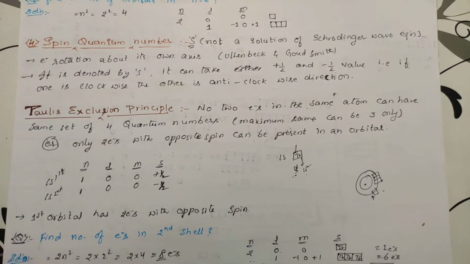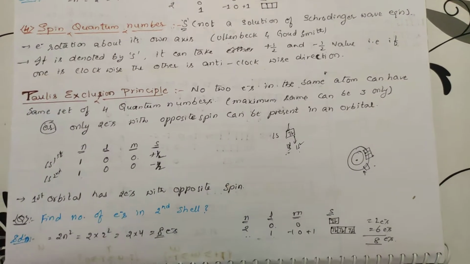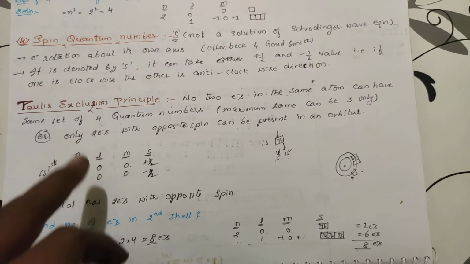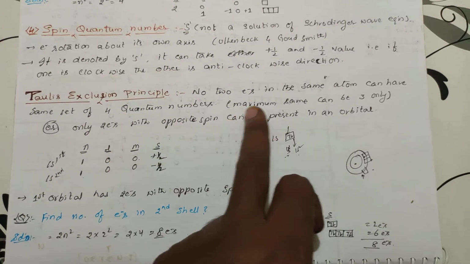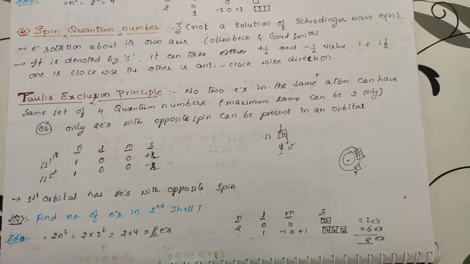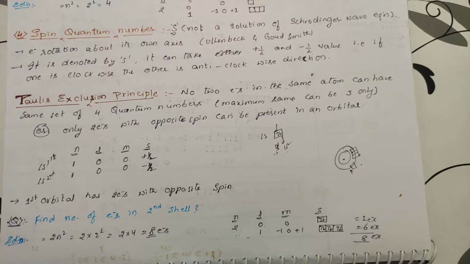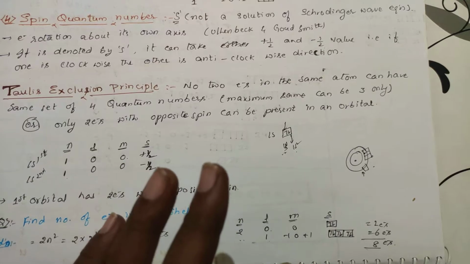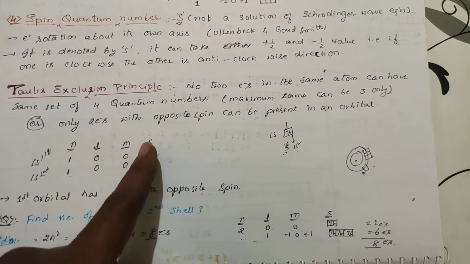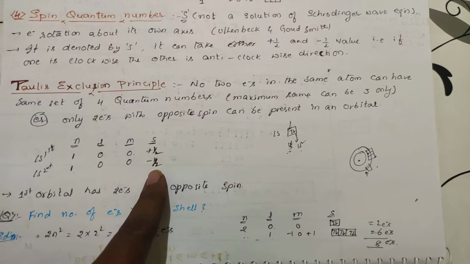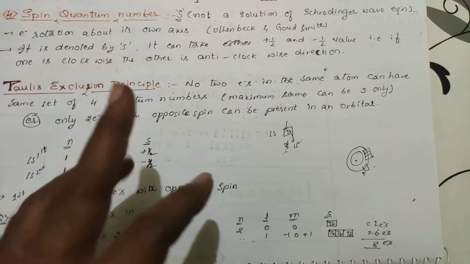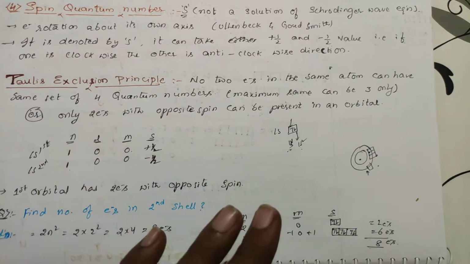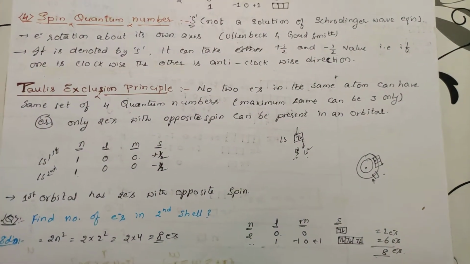Apart from this, we have some principles called Pauli's exclusion principle, Aufbau principle, and Hund's rule. Let us take one principle, Pauli's exclusion principle. What does it say? No 2 electrons within the same atom will have all quantum numbers the same. At most 3 quantum numbers can be the same, but the 4 quantum numbers will not be the same. At least there will be a change in the spin. That is what Pauli's exclusion principle says.